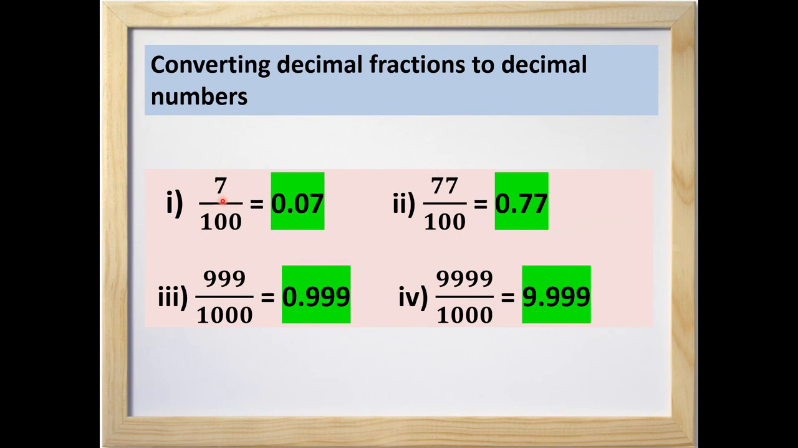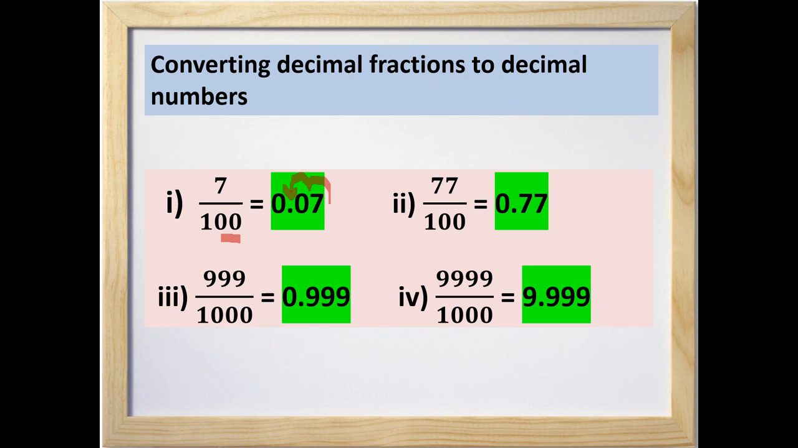So see in the first problem, it is 7 by 100, which is a decimal fraction. Now what is the numerator here? 7. And what is the denominator here? 100. So how many zeros are there in 100? There are 2 zeros. So what should we do now? We will just write the numerator here, 7, and since there are 2 zeros in the denominator, we will shift the decimal point from the right to left by 2 places. Understood children? Is it clear? So the decimal number is 0.07.